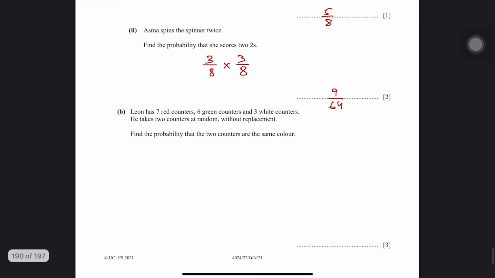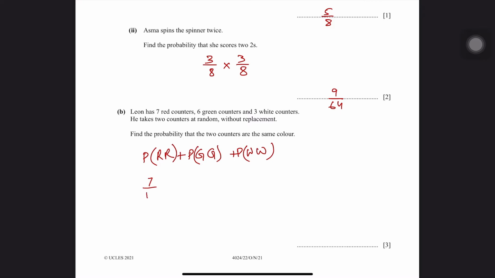Leon has 7 red counters, 6 green counters, and 3 white counters. He takes 2 counters at random without replacement. Find the probability that the 2 counters are the same color. So they could be red red, green green, or white white. So I'll have to add up all these probabilities. We could also draw a tree diagram, but that's not necessary.